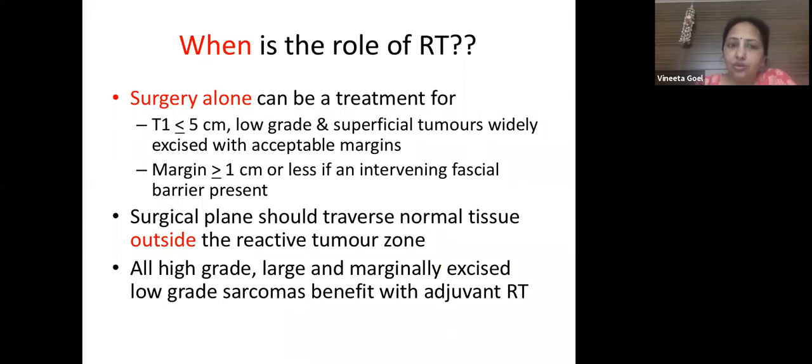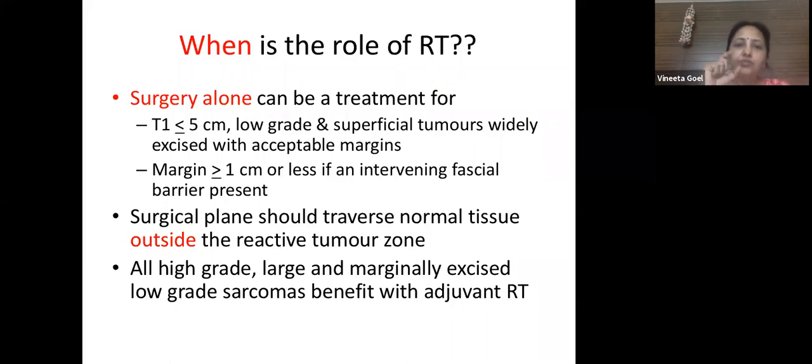So surgery alone can be a treatment. The first question that I'm trying to answer for all of you is, when is the role of radiation therapy? So it is very easy. Surgery alone can be used in the management of soft tissue sarcoma only when the tumor is less than 5 centimeter. It is a small tumor. It is low grade and superficial, and it is widely excised with acceptable margins. The recommended margin is 1 or more centimeter, or less if there is an intervening fascial barrier which is already present. And ideally, the surgical plane should traverse the normal tissue outside the reactive tumor zone.